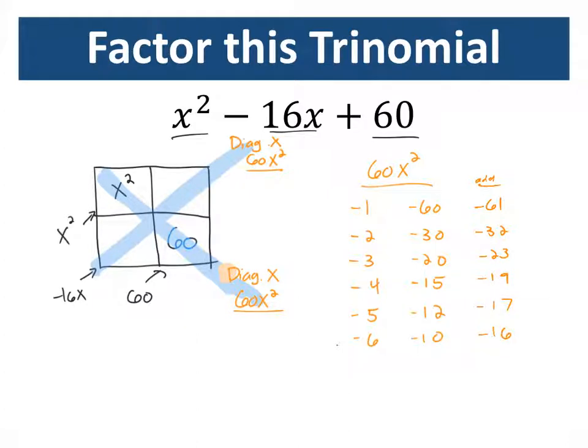Oh, look, these two numbers multiply to positive 60x squared, well, x and x, and they add up to negative 16x. So that's what's going to go into these two missing places, and we can do negative 6x, and it doesn't really matter, negative 10x. It really doesn't matter which of those two that it goes into.